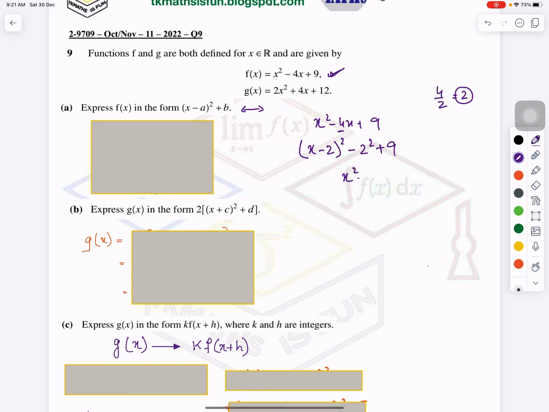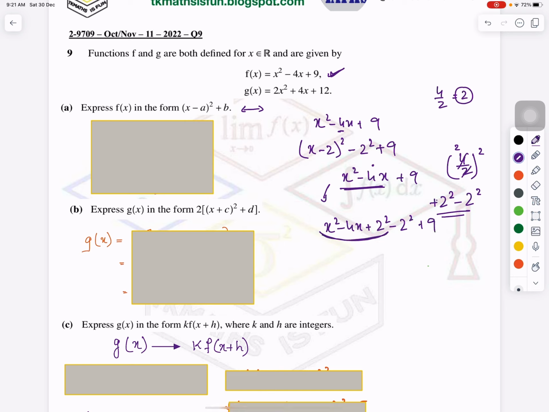The technique is when you add a term to change this quadratic into completing a square form, you take the coefficient of x, half it and square it. And the same term you add and subtract to keep the balance in the question. For example, here it will be this. This is the logic behind it. So this part becomes completing a square form. So it is x minus 2 whole square minus 4 plus 9.